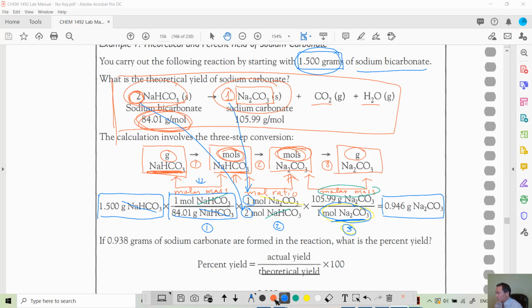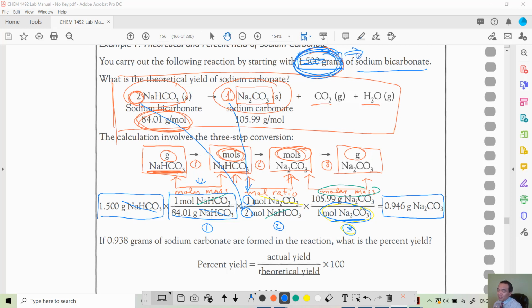Okay, so if you do your chemical reaction, you might use different numbers of grams of starting material. For example, what if I change this number 1.500 to a different number? Okay, what if I change this number to any number, right?